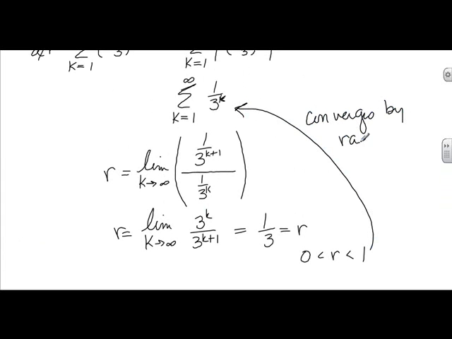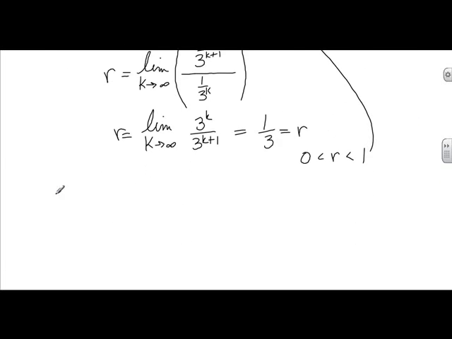So we can conclude then that the series that we started with, the original series of negative 1/3 to the k power, converges absolutely.